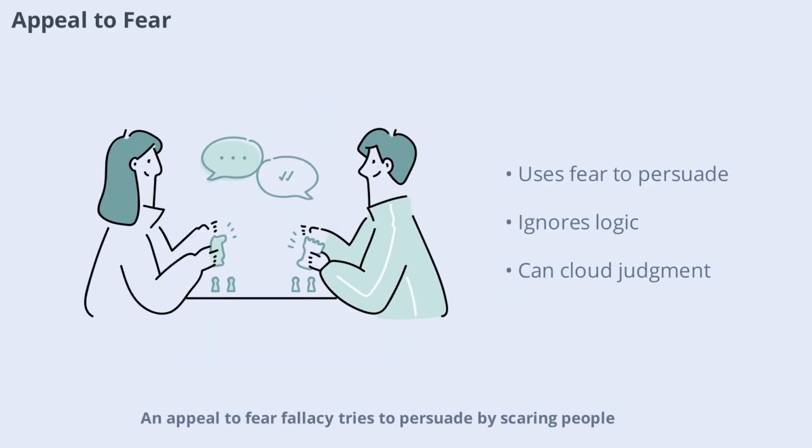Appeal to fear fallacy tries to persuade by scaring people rather than using logical reasons. For example, if you don't buy this insurance, you'll regret it when disaster strikes. While fear can be a powerful motivator, it shouldn't replace facts and evidence. Recognizing appeals to fear helps us make decisions based on reason, not just anxiety.